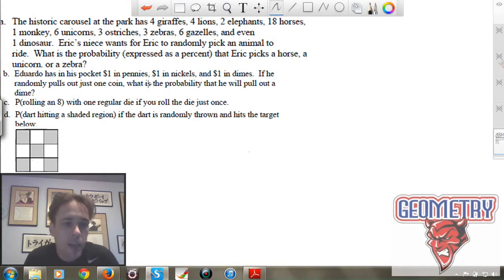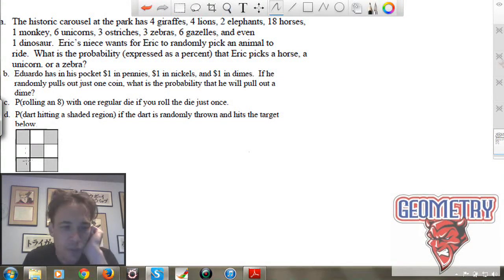And so then we're given some situations here, and we're asked to find the probability of those situations. I'm going to start with some of the easier ones, or visual ones, and we'll kind of work backwards here. So in part D, the probability of a dart hitting a shaded region, if the dart is randomly thrown and hits its target below. So we're going to assume the dart hits the target, right? Otherwise they wouldn't do much for our probability.